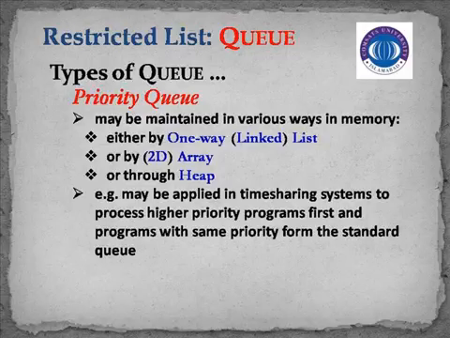Dear listeners, the priority queue may be maintained in various ways in the memory, either by one-way linked list or by the two-dimensional array or through the heap. For instance, the priority queue may be applied in time-sharing systems to process higher priority programs first, and programs with the same priority follow the standard queue procedure.